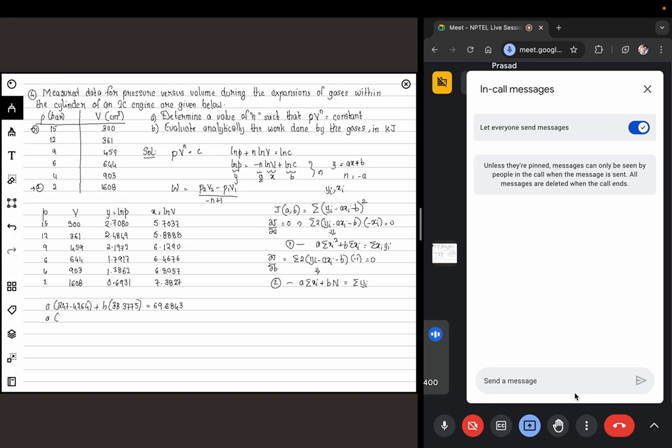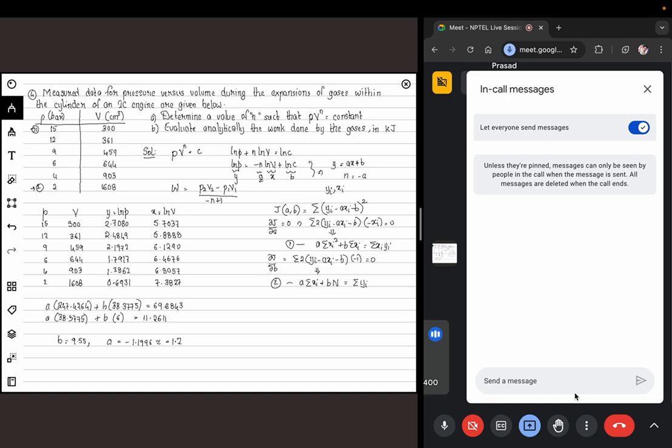Similarly, the second equation: b times n, where n is the number of data points, so here I have 6 data points, plus a times sigma xi, equals sigma yi. These 2 equations form a linear problem, 2 equations and 2 unknowns, so it should be straightforward to solve. You can also use any calculator. If I solve these equations, I get a b value of around 9.55, and a value of around minus 1.1996. So I'm just taking it to be approximately minus 1.2.